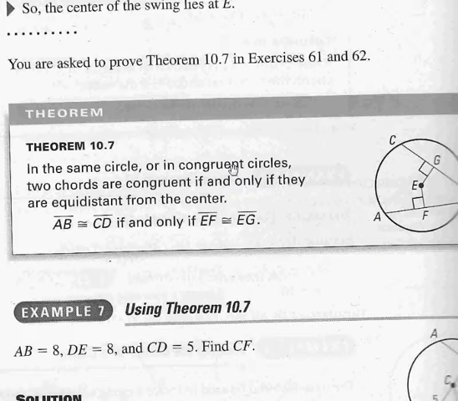We are now going to discuss Theorem 10.7 from the geometry textbook. This theorem states that in the same circle, or in congruent circles, two chords are congruent if and only if they are equidistant from the center. So in other words, chords AB and CD are congruent if and only if EF, the distance from the center E, is congruent to EG, the distance of G from the center E.